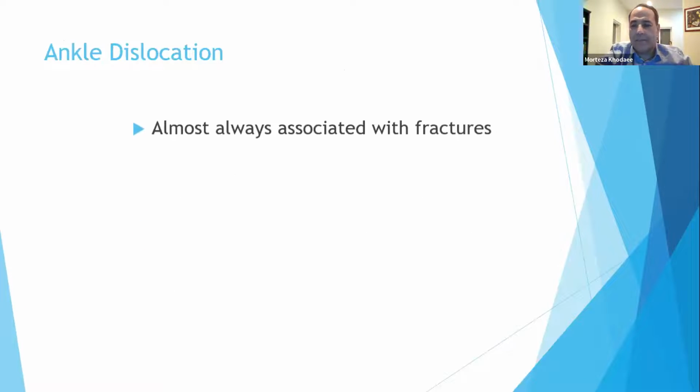So ankle dislocation: remember, it's almost always associated with fractures, because we have so much involvement of the different bones and different joints. So I think it's very rare to have no fractures with that. Very common to have trimalleolar fractures.